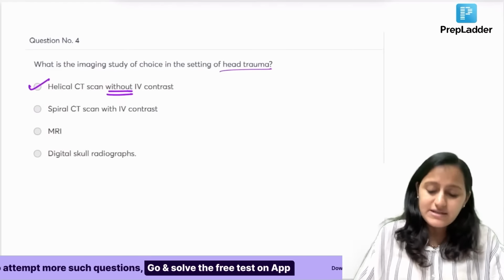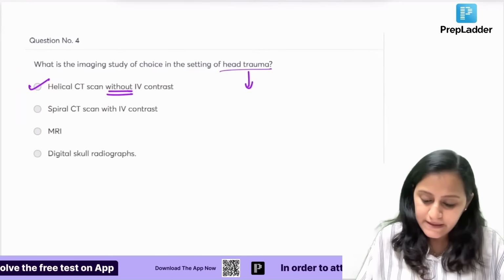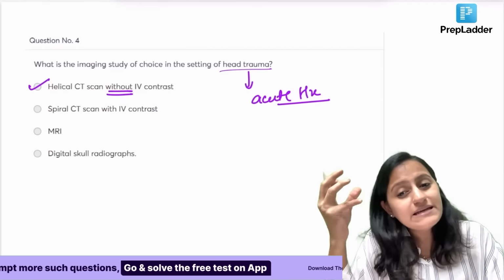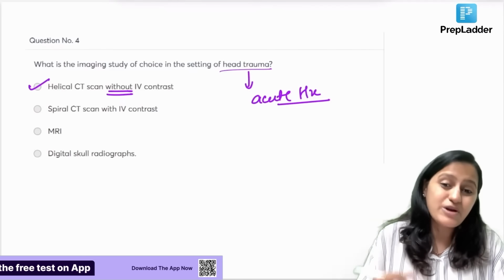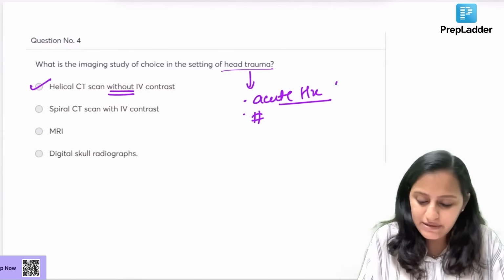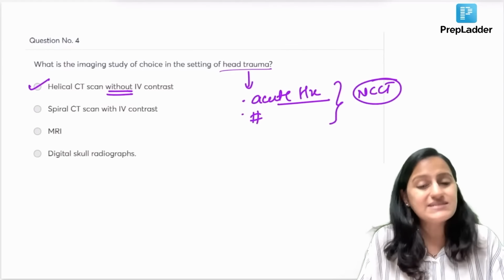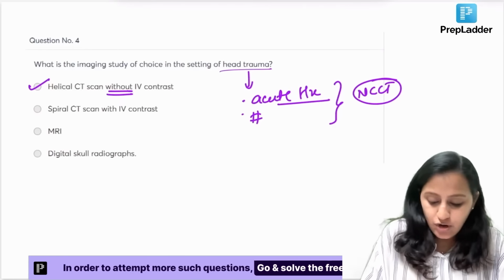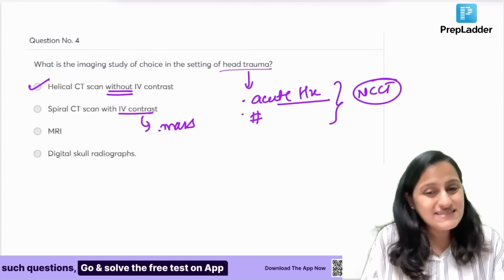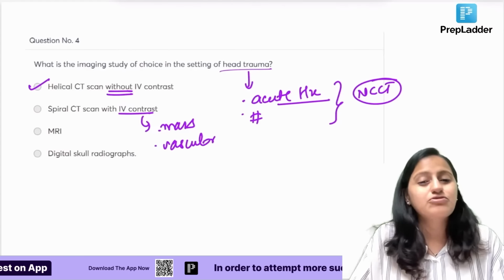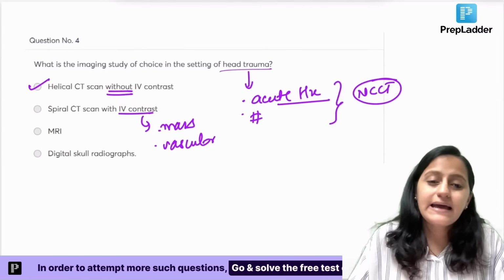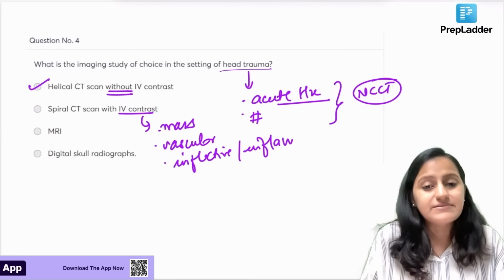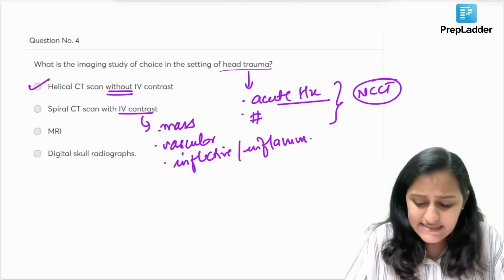Why without IV contrast? Because what do I want to see in a patient of head trauma is acute hemorrhage, right? I want to look for whether there is intraparenchymal bleed, EDH, SDH, SAH, what kind of bleed is there? What fracture is there? I can see that on non-contrast CT itself. So that is why we will not give IV contrast, it is not needed. Contrast scans are needed when there is any mass, any vascular pathology like thrombosis, aneurysm, any infective inflammatory etiology you are suspecting. Otherwise, in a head trauma patient, CT is enough.